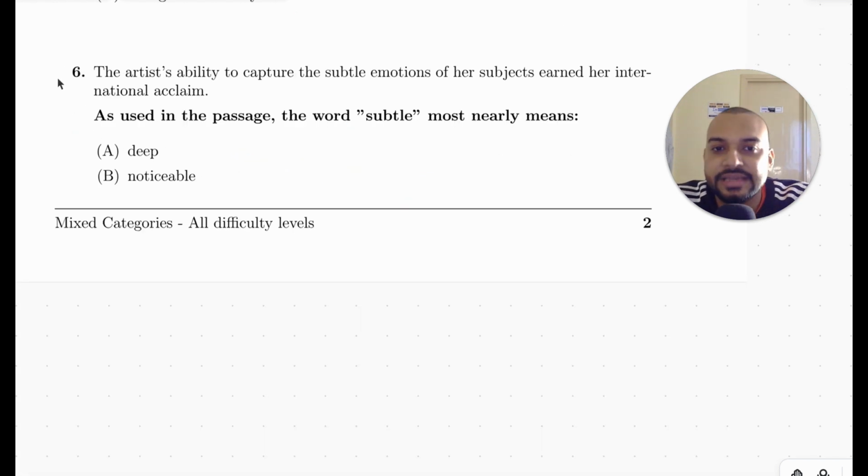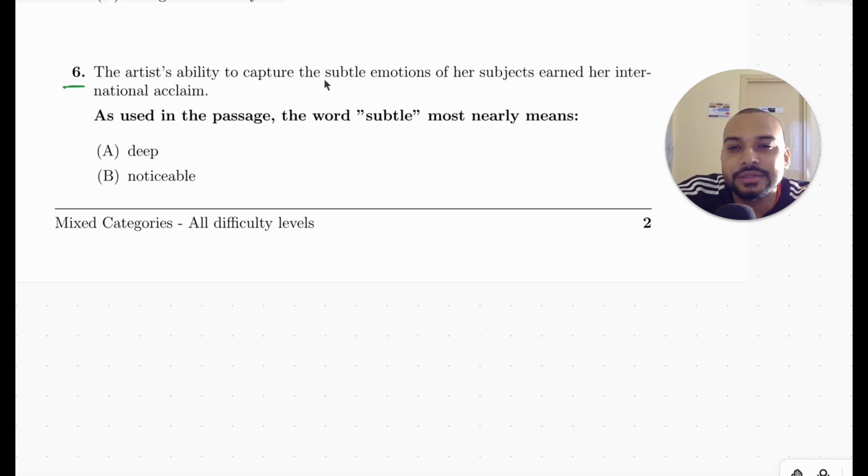Okay, question number 6. And reminding you, make sure you watch this video with the worksheet with you and you're solving it yourself. Okay, then only look at our solution or the answer. You can find all of these in the free resources section of the Eduretics website. Question number 6. As used in the passage, the word subtle most nearly means.